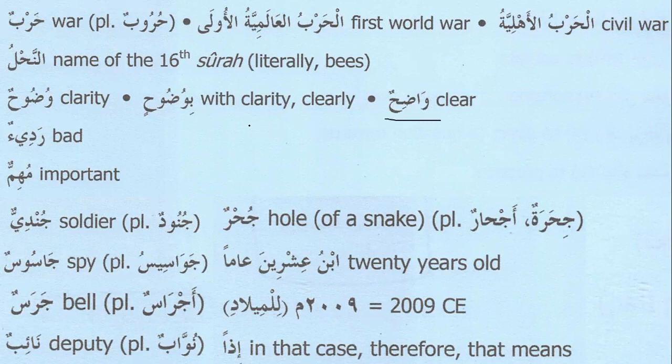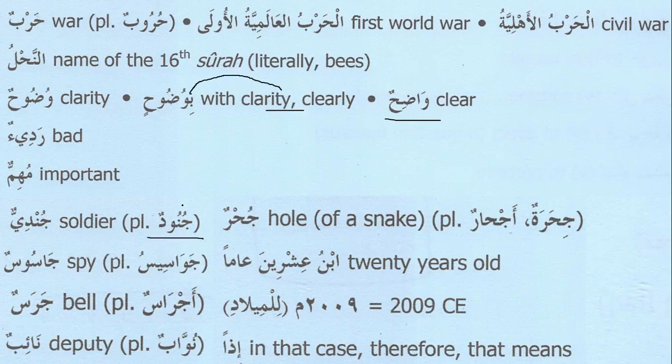Also, whenever you want to make an adverb in the Arabic language with the adjective, use ba, and then it becomes an adverb. Then we have radiyun, bad, muhimmun, important, jundiyun, soldier, and the plural is junudun.